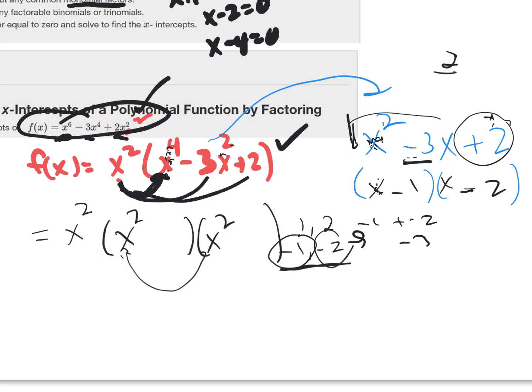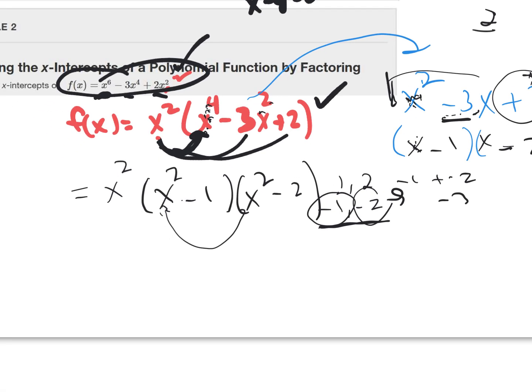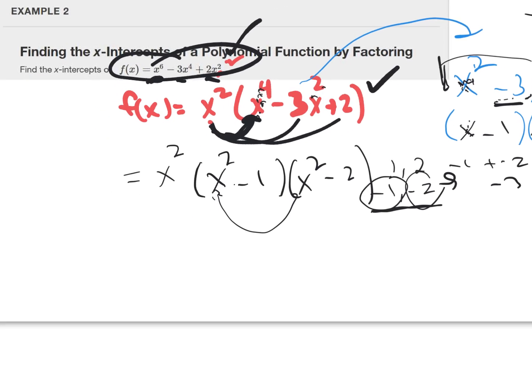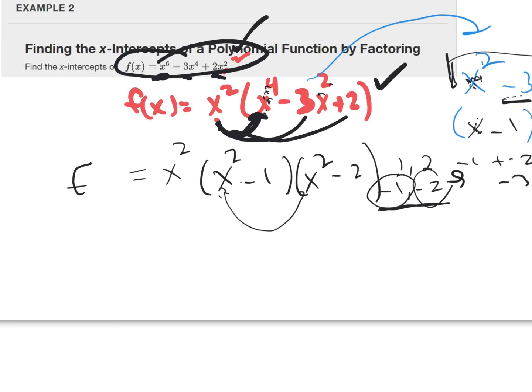And then this minus 3x, well, it's not going to be affected because I'm still going to put minus 1. I'm still going to put a minus 2. So go ahead and FOIL that out and see if you get x to the 4th minus 3x squared. You will. Well, okay, anyway. So this is still f of x. This is my true f of x, factored correctly.